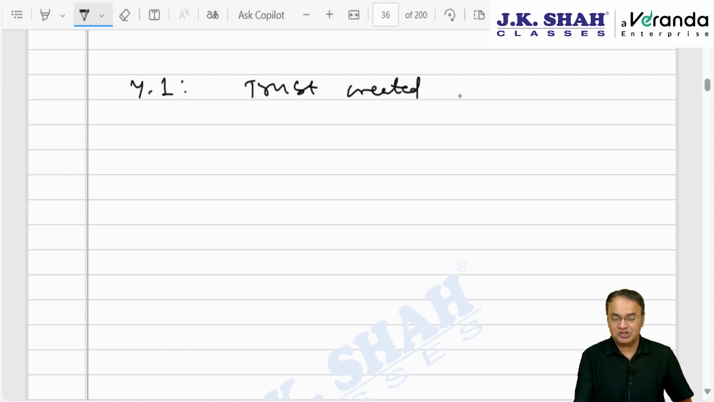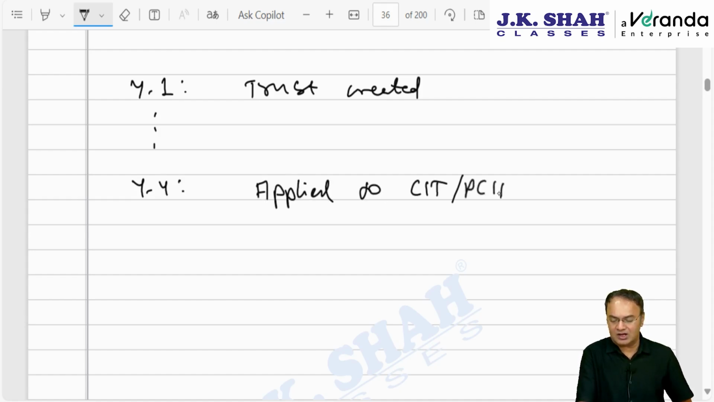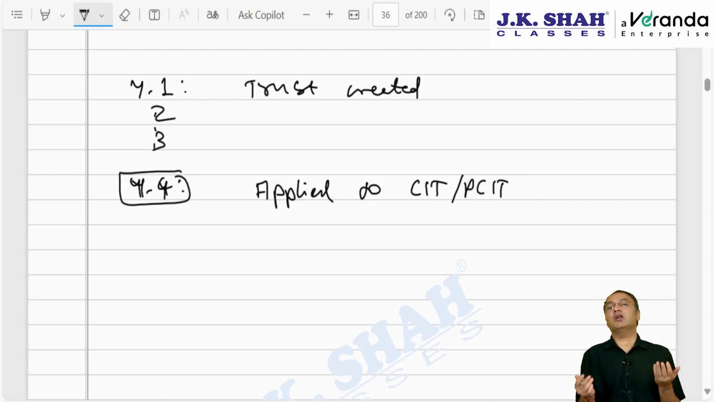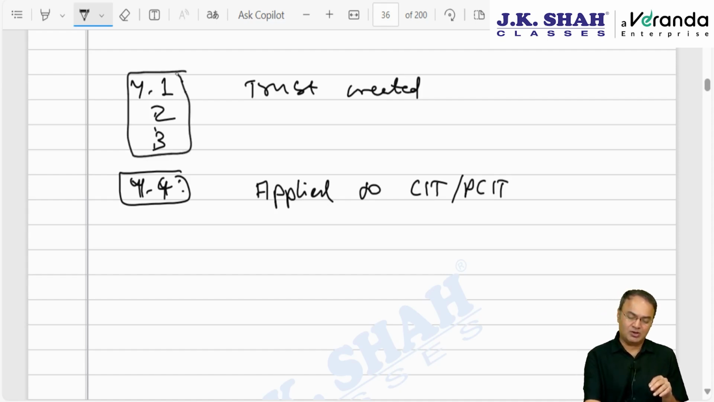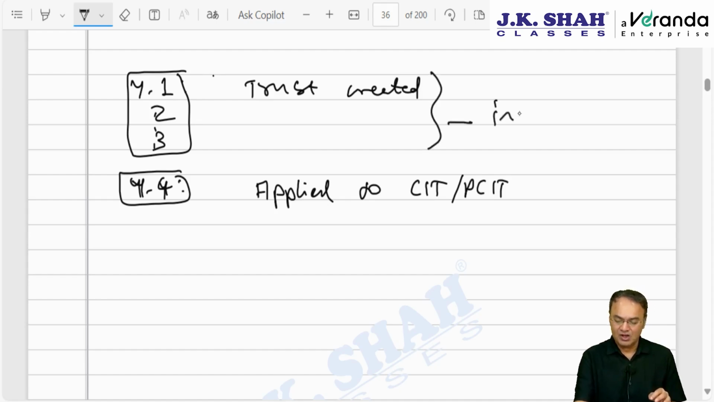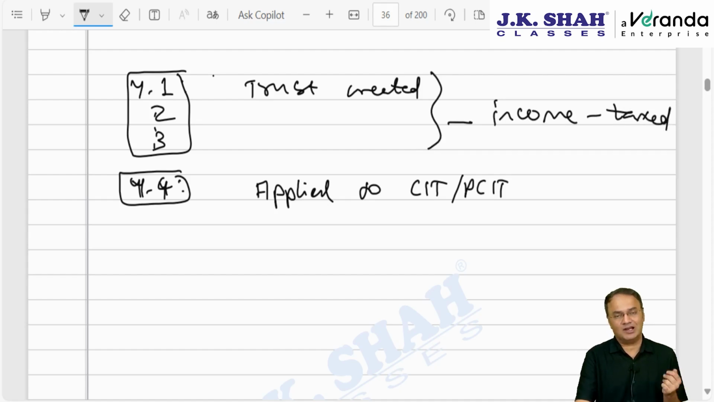Now, suppose they applied to the CIT, PCIT, CCIT for registration in year 4, and registration is granted to them from the beginning of year 4. Then for years 1, 2 and 3, exemption would not have been allowed. For years 1, 2 and 3 it was an unregistered trust, not registered with CIT, PCIT. So for these 3 years, income must have been taxed. Any asset acquired out of the income of these 3 years, income which must have already been taxed, exemption could not have been claimed.